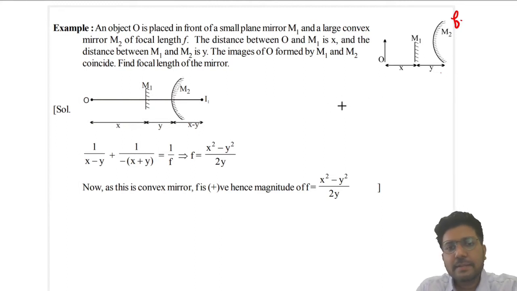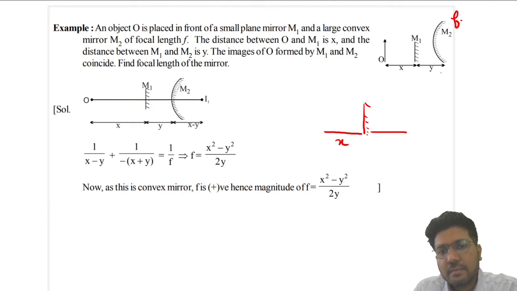Listen carefully. So you know that for a plane mirror it is simple. For a plane mirror, object distance is equal to image distance. So if this is X, image is also at a distance X. This is object, this is image.